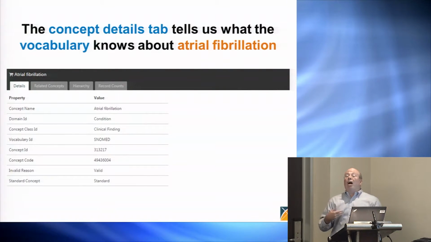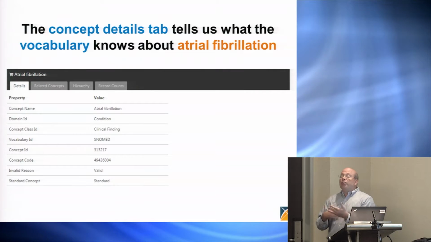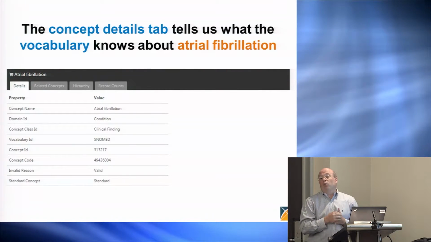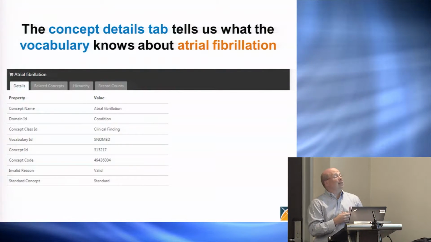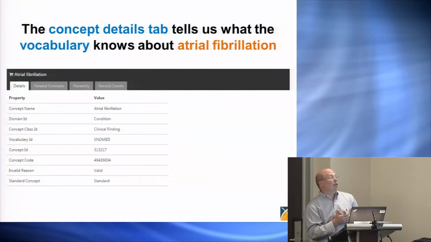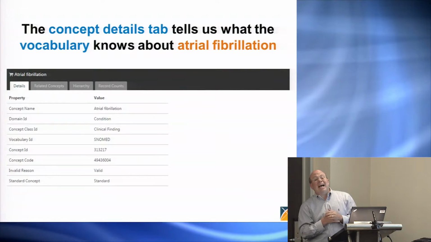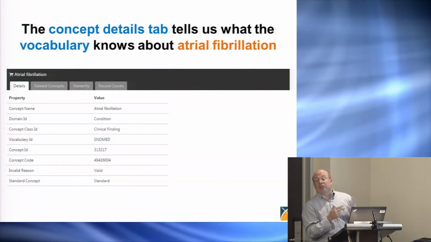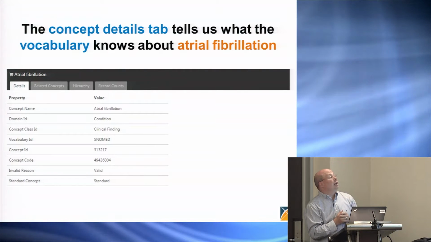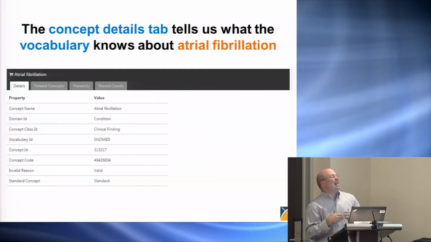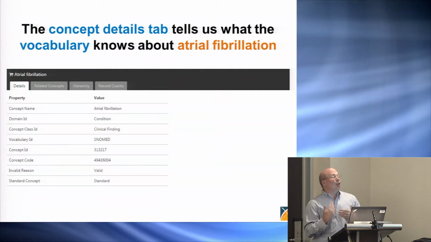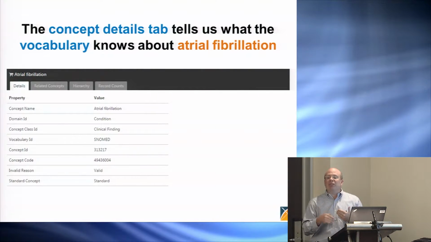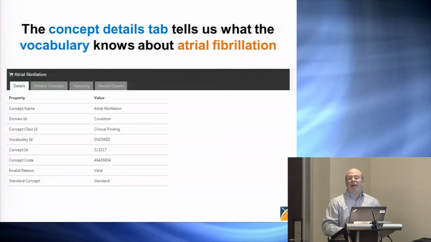Okay, we've gone through search results. Once you're there, you could pick the concept that you want, that you found in that list. In this case, we're looking at AFib. And there are several tabs that come back, right? The first is a concept details tab. This tells you the name, the domain, the class, the vocabulary ID, all the information specific to this concept, all on this one page.